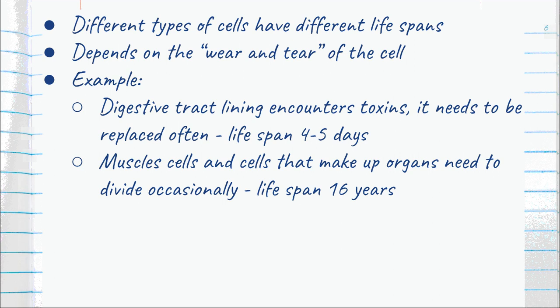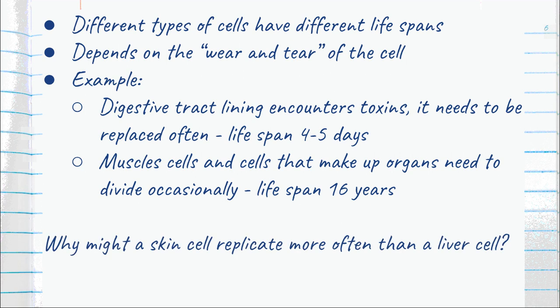Muscle cells, or cells that make up your organs, do not have as much wear and tear, so they divide only occasionally. They may divide only in response to cell injury or cell death, but the average lifespan of muscle cells, or cells within the organs, is approximately 16 years. Another example is a red blood cell, which has a lifespan of approximately 4 months. A liver cell, 10 to 18 months.